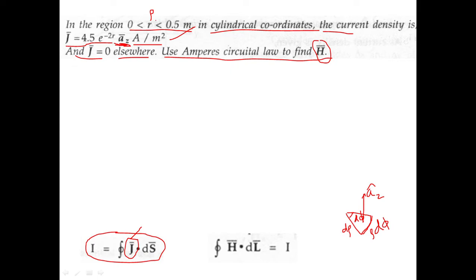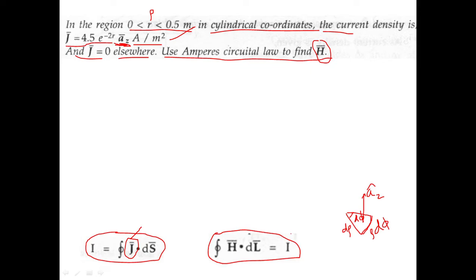Rho already has a value between 0 to 0.5. And phi will be from 0 to 2 pi because it is for a full cylinder. They have not given any value for phi, so we have to consider a full cylinder. Then I have H vector dot dl vector is equal to I.